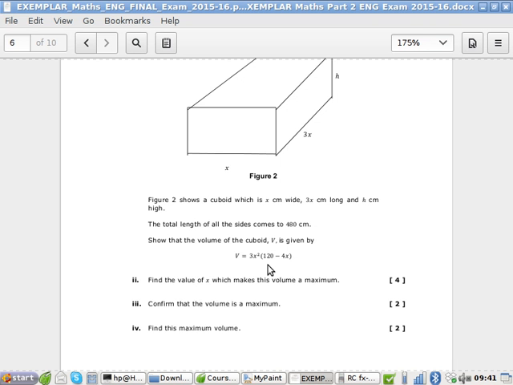What type of equation will you get when you expand it? And when you differentiate? And how many solutions? 2. So you need to figure out which one is the maximum and which one is the minimum, which you get with the second derivative, which is actually the next part, part 3.